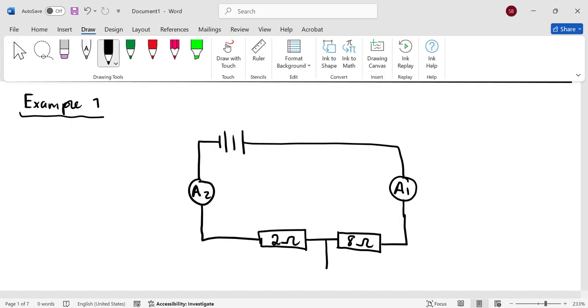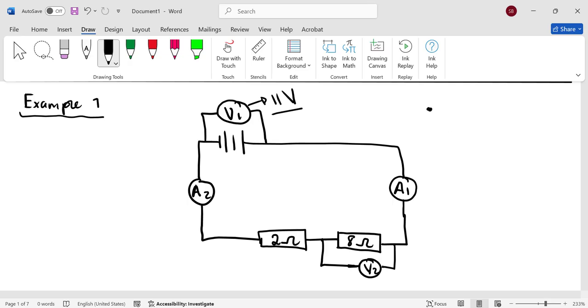And there is a voltmeter of unknown value. So let's call that V2, right there. And then the voltmeter across the battery is V1. And V1 reads 11 volts. Okay, so that is our typical circuit, right?